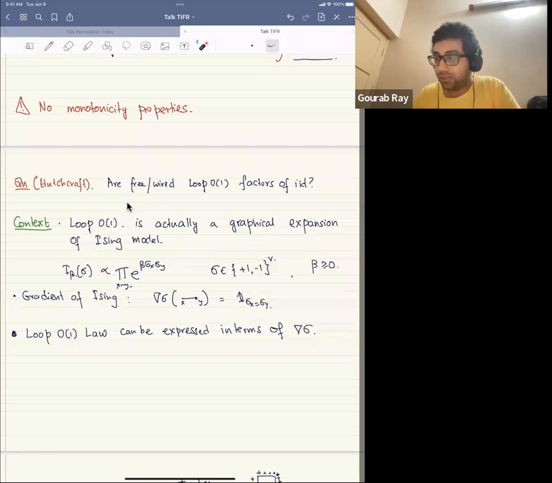And how is the loop O1 model related to Ising? Well, it's actually related to the gradient of Ising. The law of the loop O1 model can be expressed using an explicit formula, which I didn't write here, in terms of the law of this gradient of Ising. So that's how they're related to each other. There are other relations as well: if you want to talk about the correlation functions of Ising, you can also write them down in terms of the loop O1 measure. And so on, but in this work we only concentrate on the loop O1 measure and show how it can be expressed as a factor of IID.